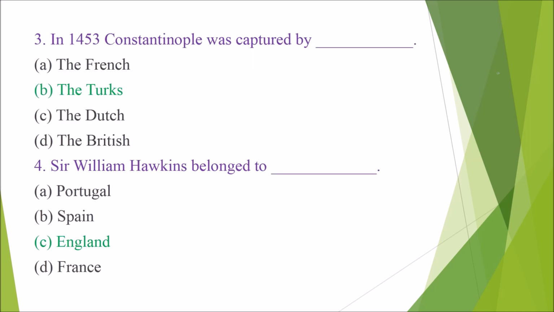Question number 3. In 1453, Constantinople was captured by dash. Option A, the French. Option B, the Turks. Option C, the Dutch. Option D, the British. So the answer is option B, the Turks.